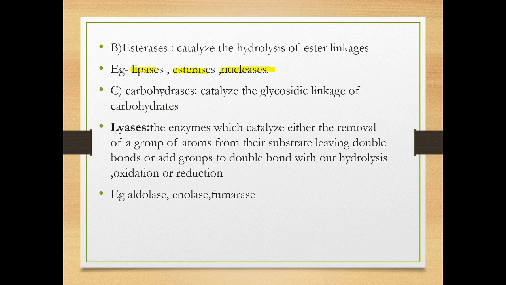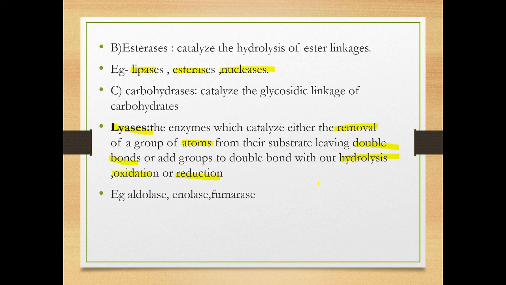And the next category is what? Lyases. The enzyme which catalyzes either the removal of a group of atoms from their substrate, leaving double bonds, or the addition of groups to the double bond, without hydrolysis or oxidation. Remember, there is no hydrolysis here, or oxidation, or reduction. So it removes what? Groups of atoms like carbon, oxygen, or hydrogen atoms are removed. So it leaves what? A double bond.